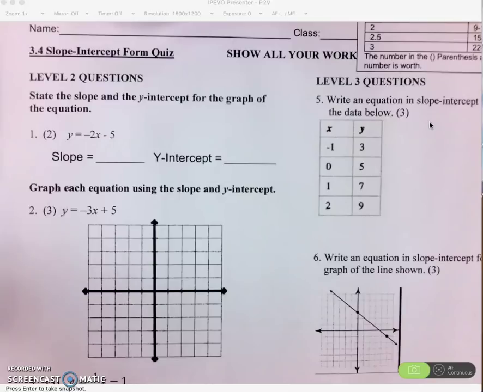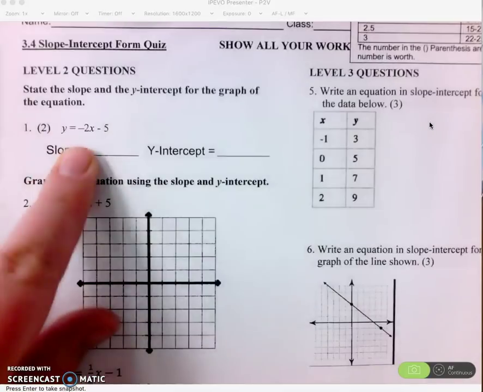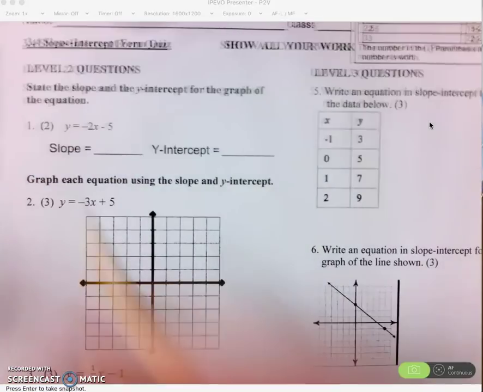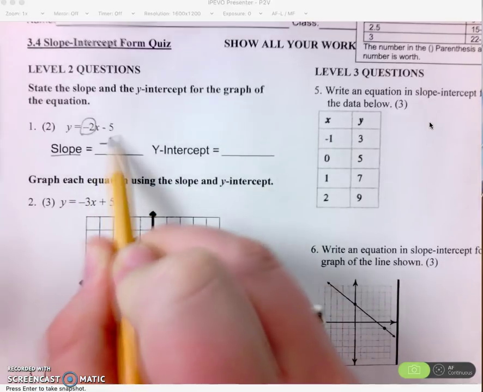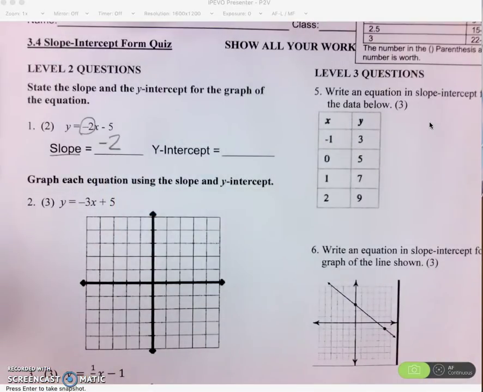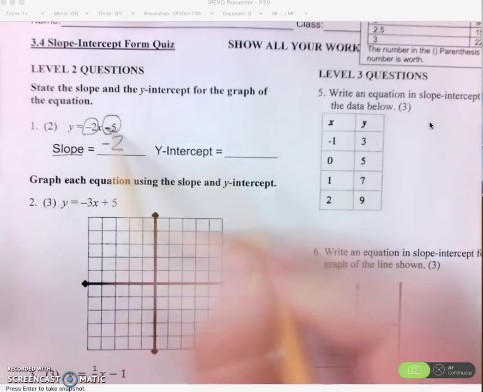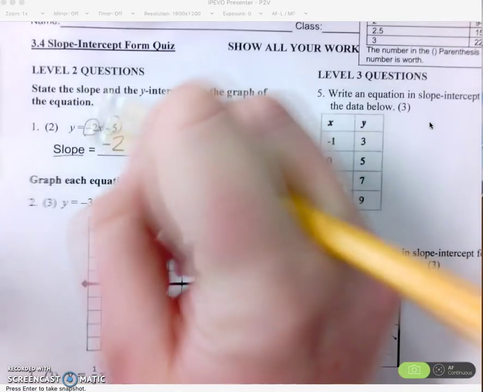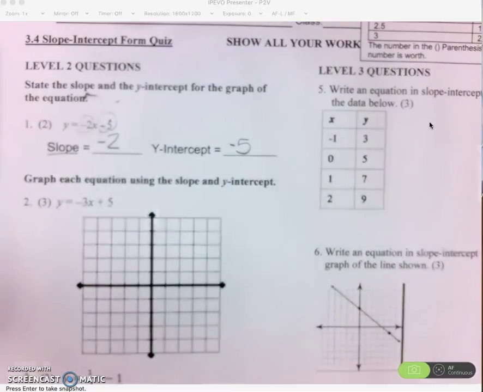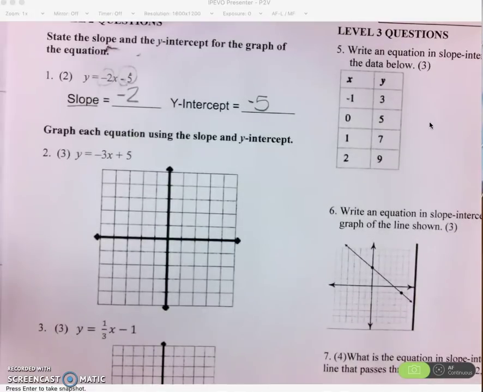Okay, so one, you're going to have to identify the slope and the y-intercept from an equation. So here, the slope is going to be the coefficient on x, so my slope is just -2. It will be wrong if you write -2x. The y-intercept is going to be here. If it's a -5, I have to put -5. If it's +5, it would be +5.